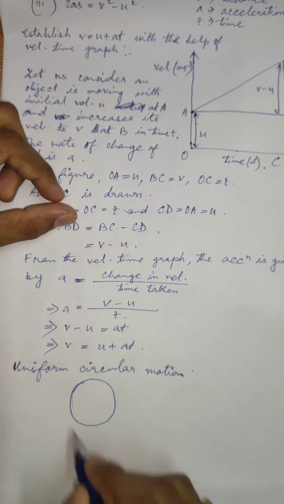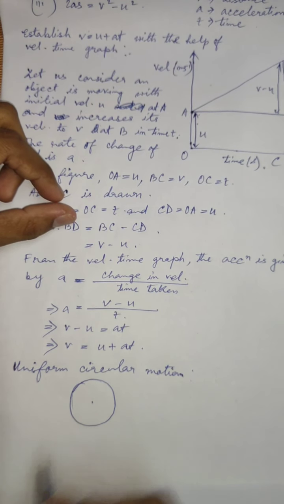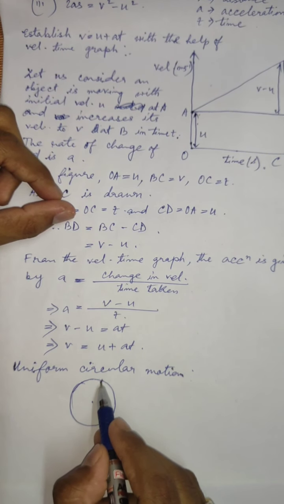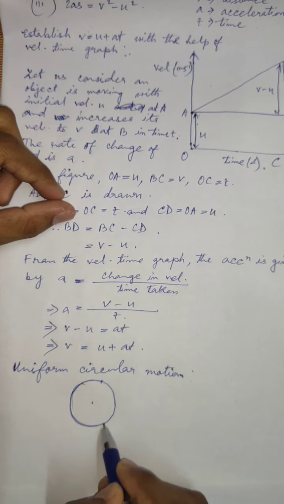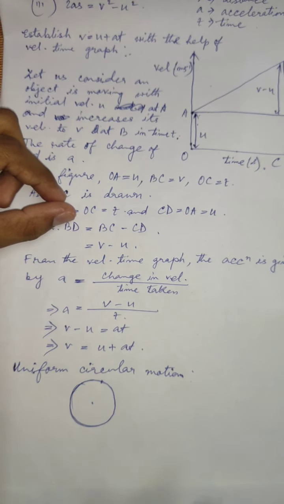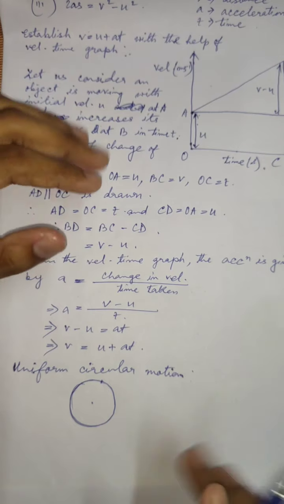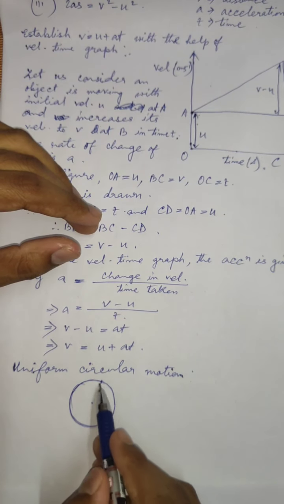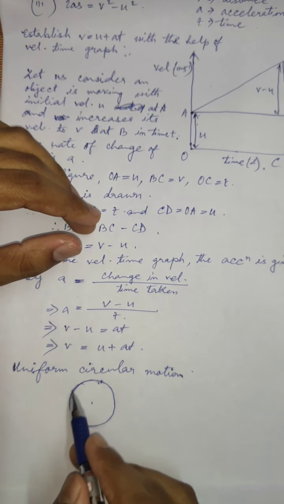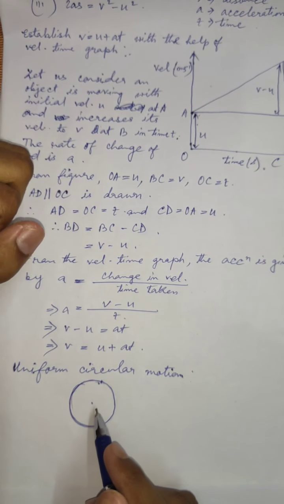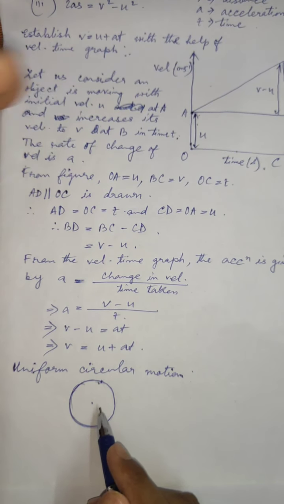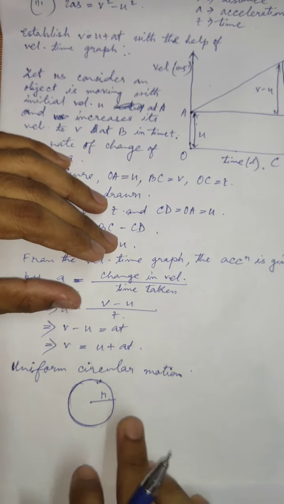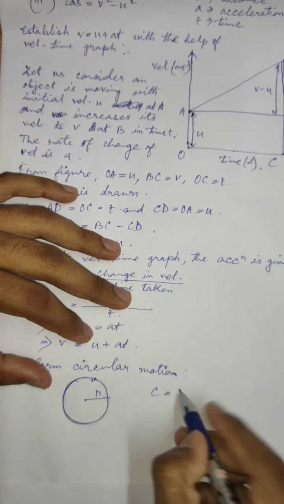See, this is the path of the object, and this is the center of the circle. An object starts from here, travels a distance, and stops here. Suppose the object completes one revolution. What is the distance traveled in a time t? The distance traveled is nothing but the circumference of this circular path. So what is the circumference? If the radius of this path is r, then its circumference is 2 pi r.